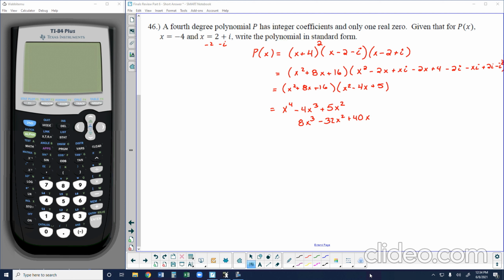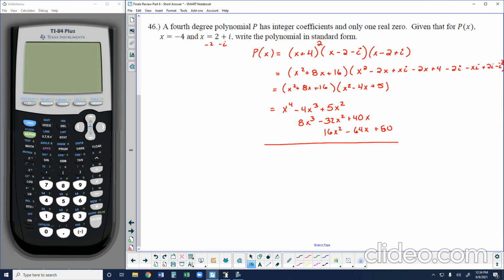Finally, I can distribute my 16. So this would give me a positive 16x squared, a negative 64x when I distribute the 16 to the 4x, and then a positive 80 when I distribute the 5 to the 16. Hopefully I did all that math correctly.